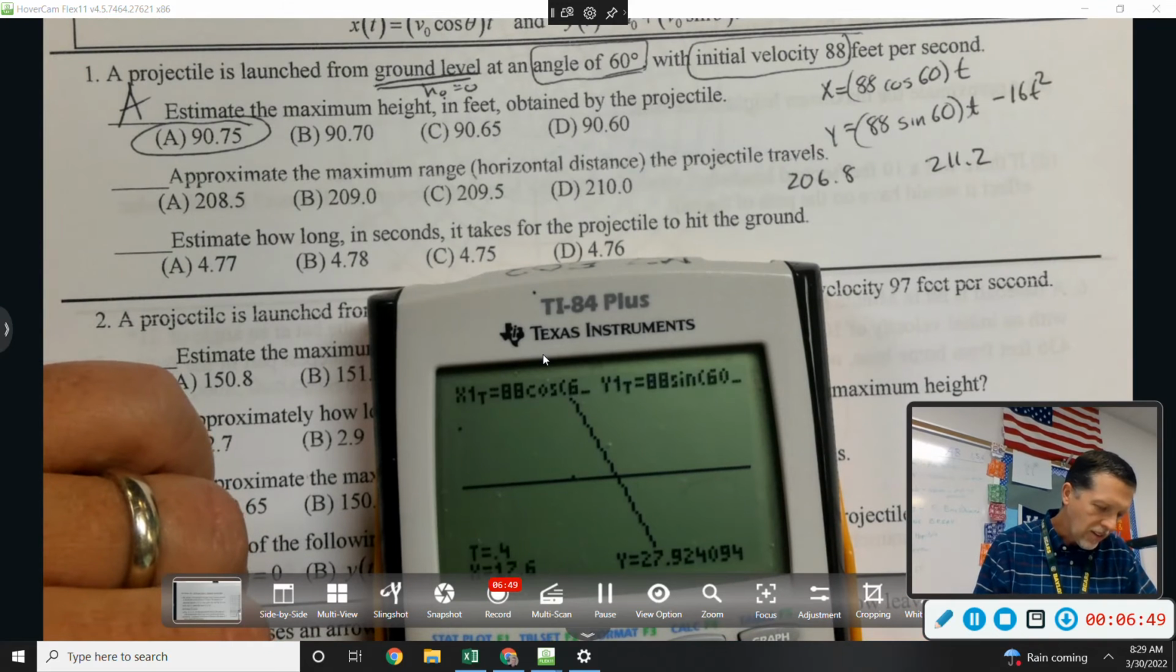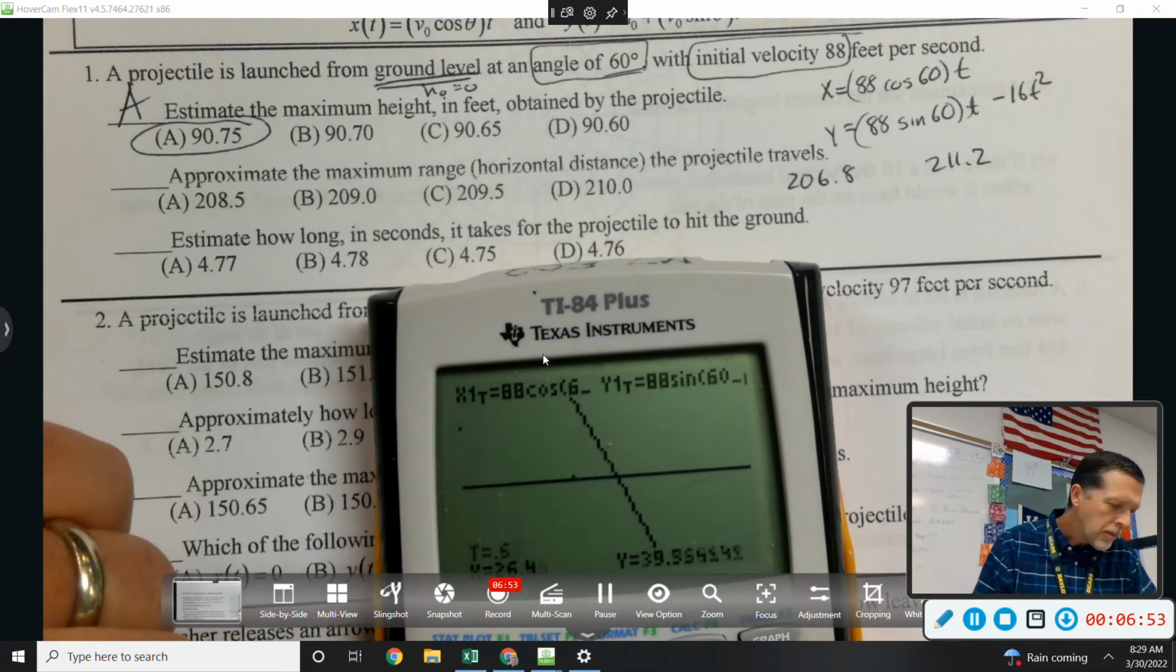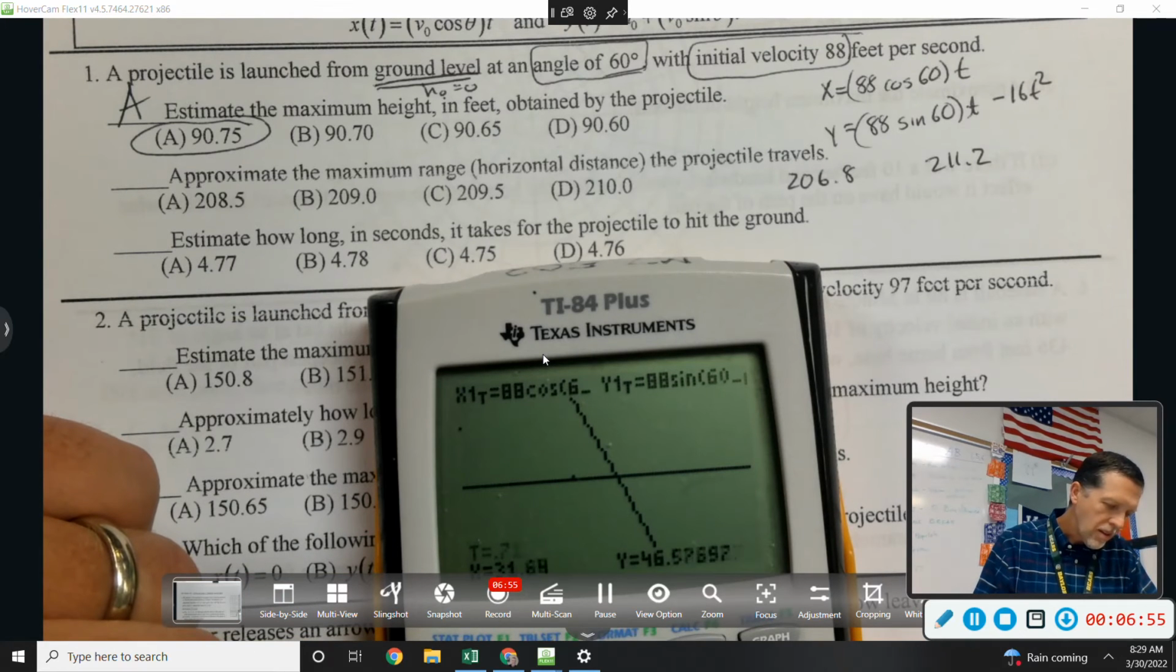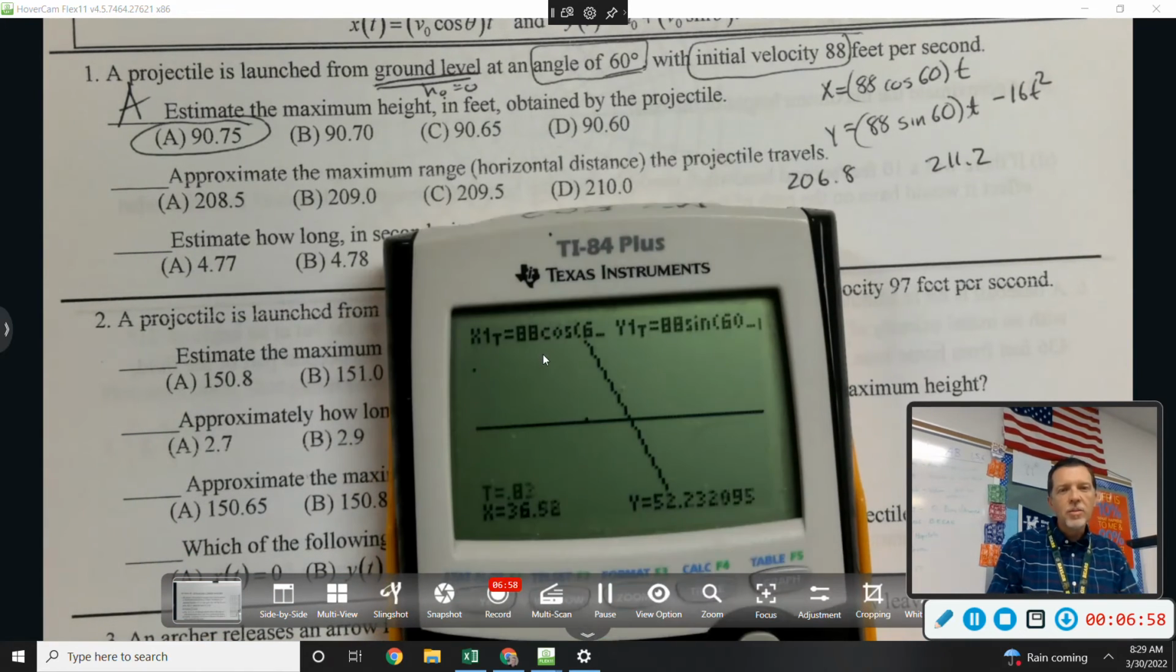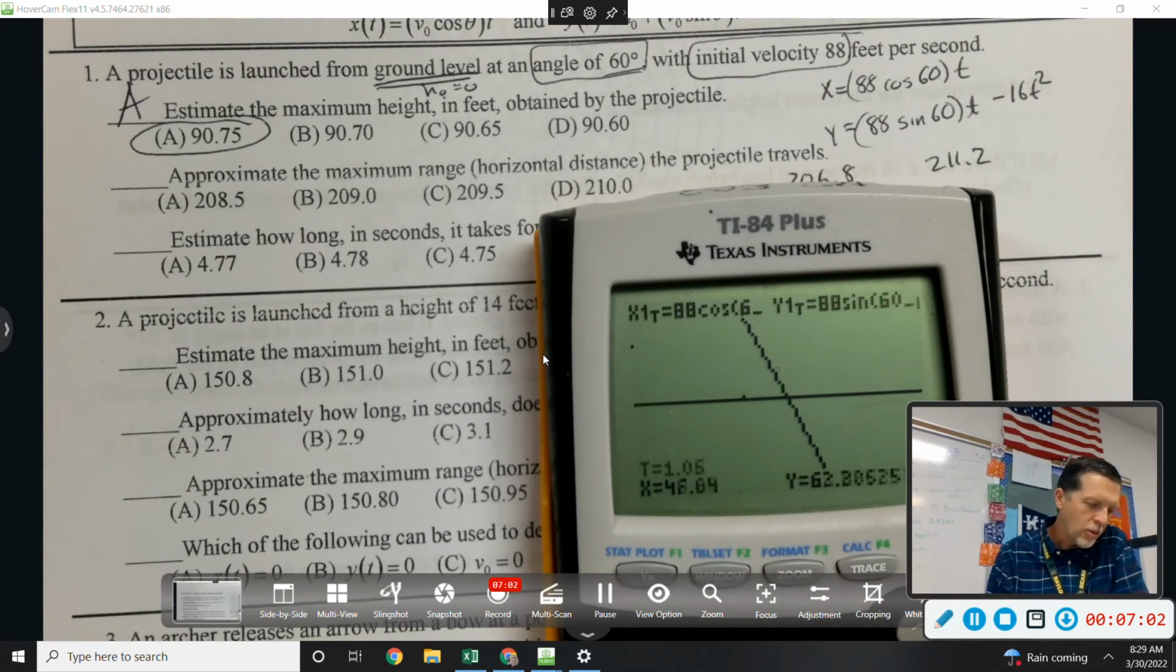If I hit trace, oh, I'm still back at 0.47. Or does yours go back? It went way back to the beginning. So I'm going to scroll all the way over. I'm peeking ahead. This is going to help me answer the next question as well, though.